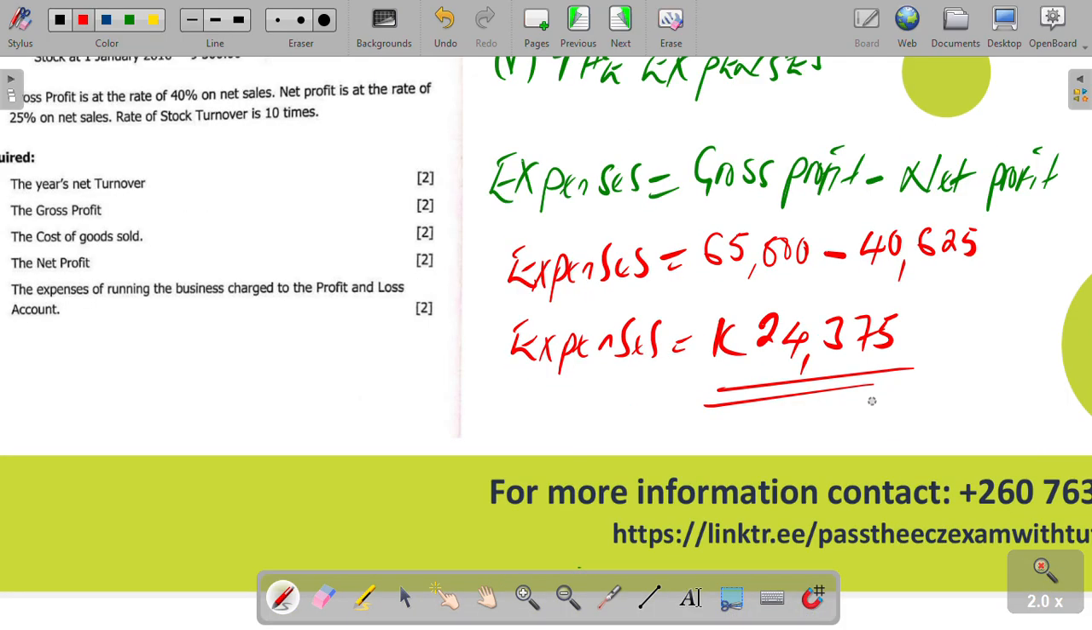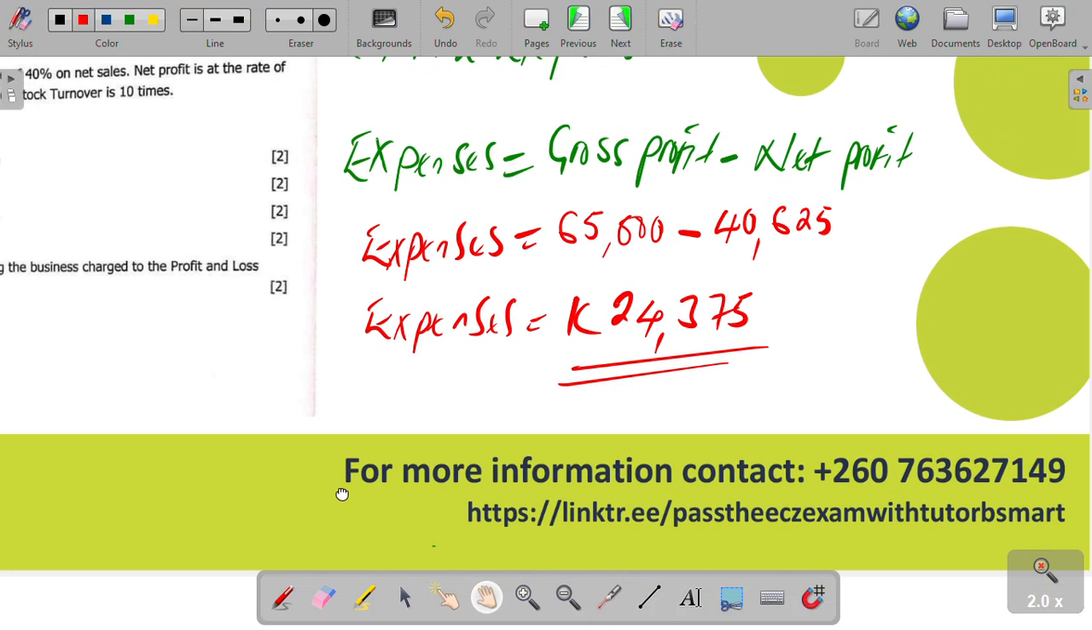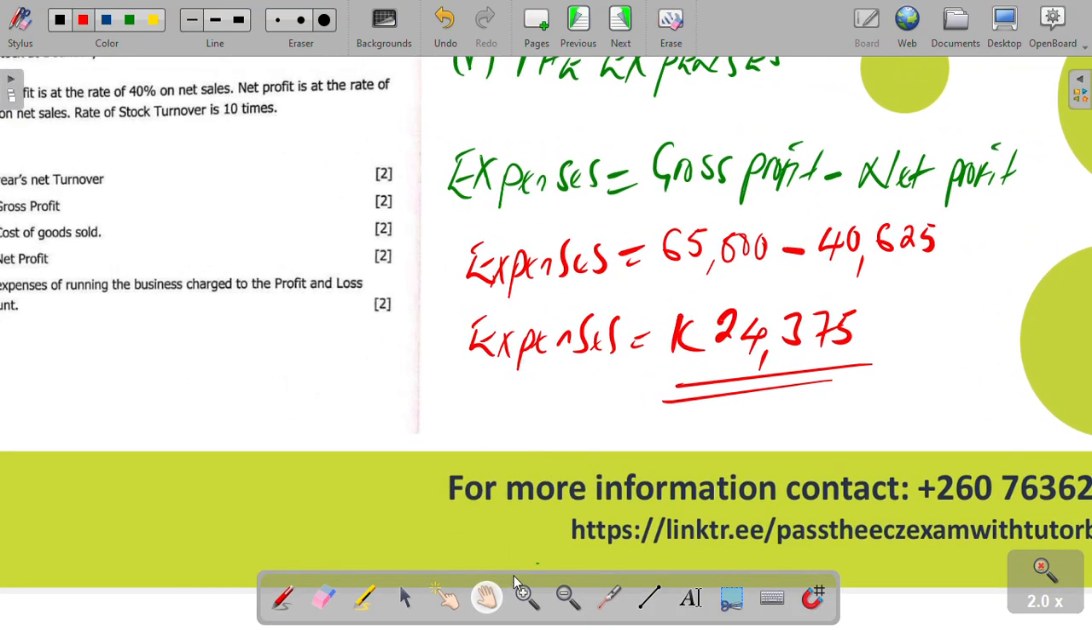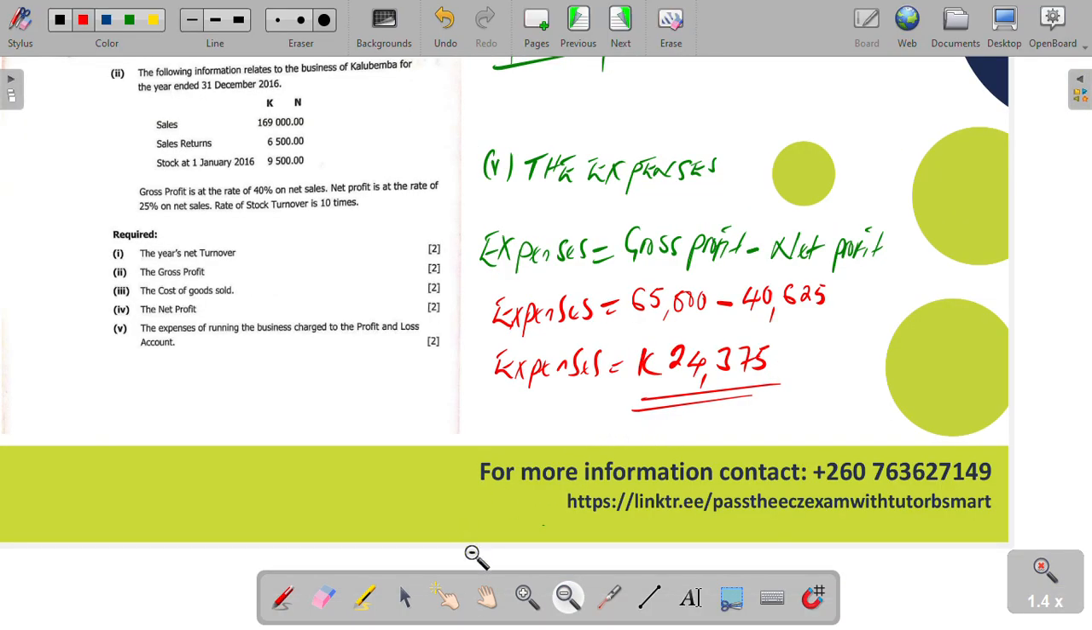Make sure that you're writing these formulas down. You'll be glad that you did. So we have come to the end of our revision session.